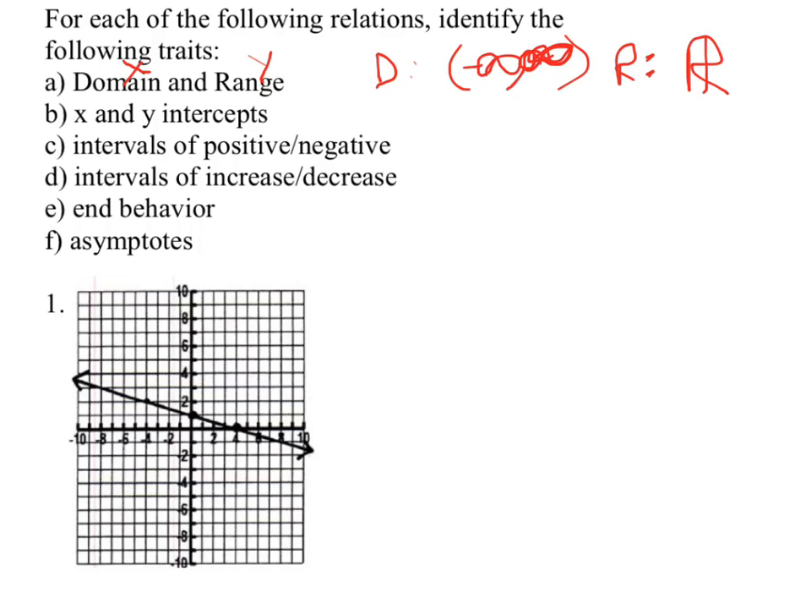The x and y intercepts, we have an x-intercept right there, which is at 4, 0. And the y-intercept is right there, which is just 1 above the origin, and that's at 0, 1. So those are our x and y-intercepts.